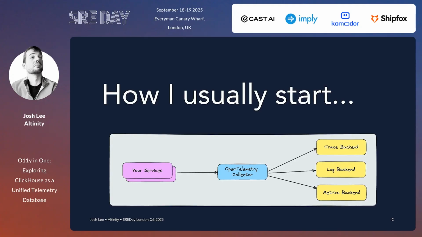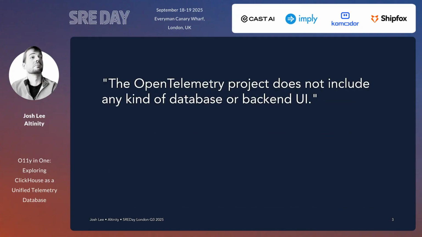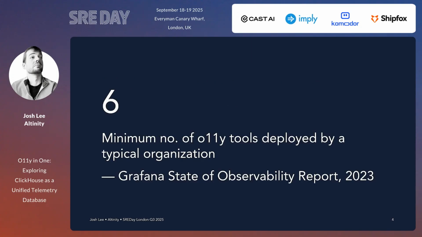But I think that this glosses over a lot of the actual complexity when we're really trying to use OpenTelemetry in production in our real systems, right? The OpenTelemetry project does not include any kind of database or backend UI. This is from the Grafana State of Observability report in 2023. This number to me is actually low. But basically, in any organization you come across, there is going to be a plethora of observability solutions in use.